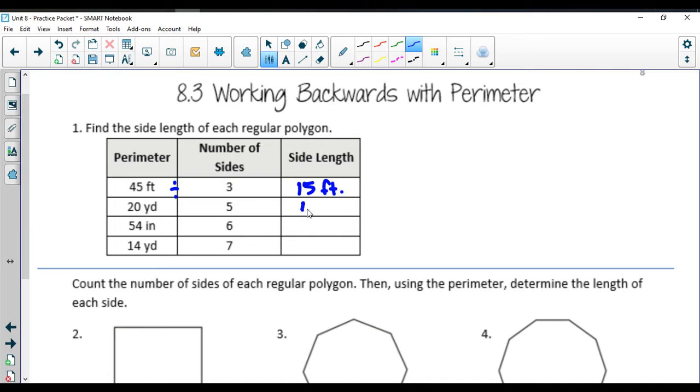20 divided by 5 is going to give us a side length of 4 yards. 54 divided by 6 is going to give us a side length of 9 inches. And 14 divided by 7 is going to give us a side length of 2 yards.